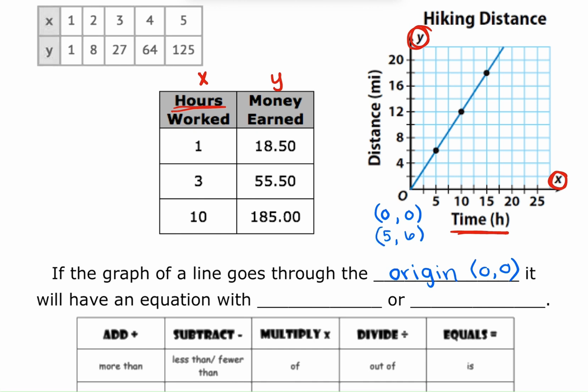Okay. But the only way to start at a 0 and get to another 0 is through multiplying or dividing. So that is a good trick to remember. If you are looking at a graph and it goes through the origin, it is going to be multiplying or dividing. So if you had answer choices that had adding and subtracting, those would be easy ones to eliminate.